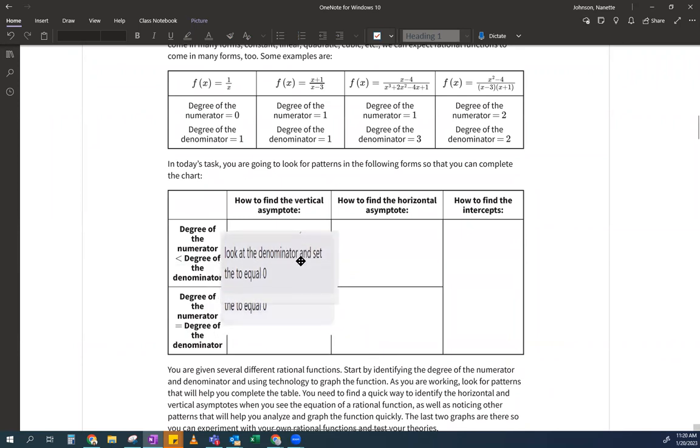And Ms. Johnson, what is that for? Is that for the top or for the bottom? It's for both. So you just want me to look at the denominator and set it equal to 0 both times? Yes. The horizontal asymptote, man, he's weird.